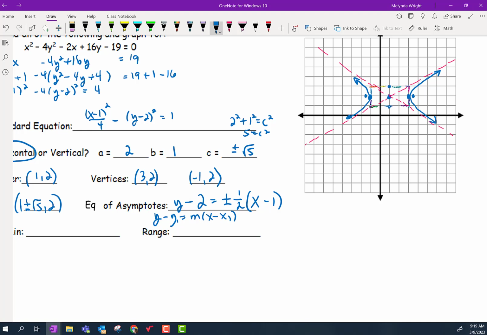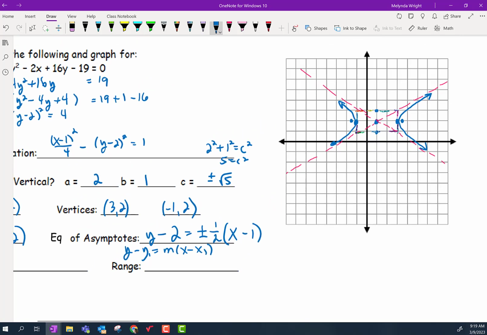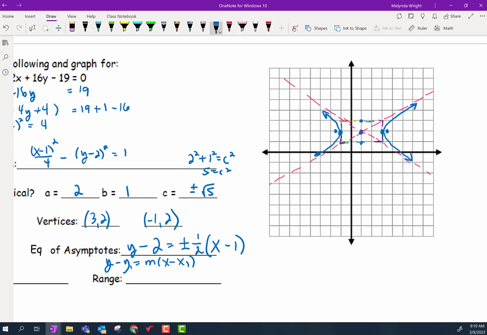Now, if you don't like remembering that, you could come up here and count. If we start from the center and we rise 1 and run 2, we get to this point right here. It gives us a slope of 1/2. Either way you look at it, whether you count it off of the graph or read it off the equation, it's going to be 1/2.